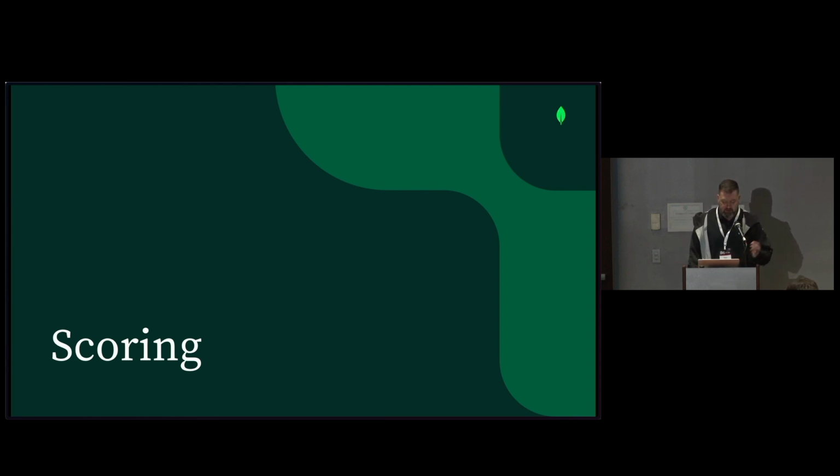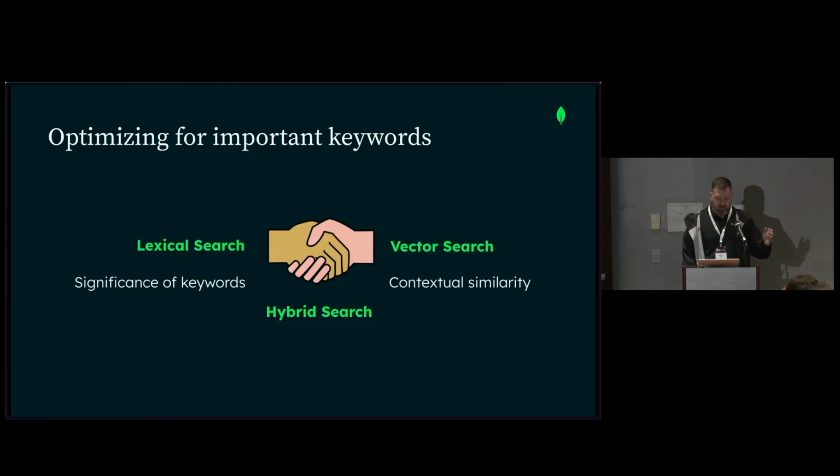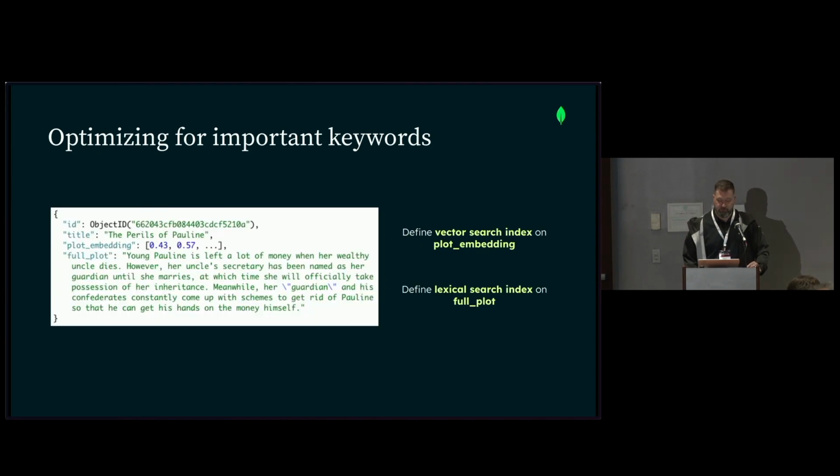The next stage of our pipeline is scoring. Again, with each of these stages, we want to continue going right on that accuracy axis. One thing that we can do is hybrid search. This is a combination of traditional keyword lexical search and vector search. With this, we can really optimize for contextual similarity and important keywords. So how does this work?